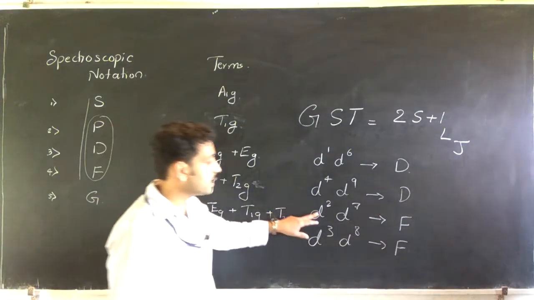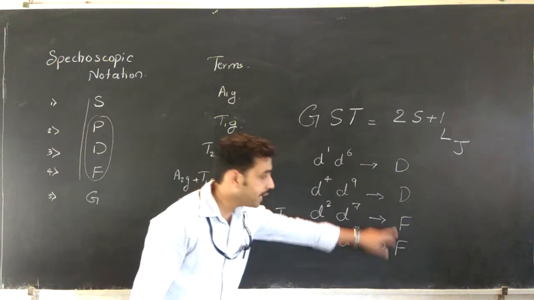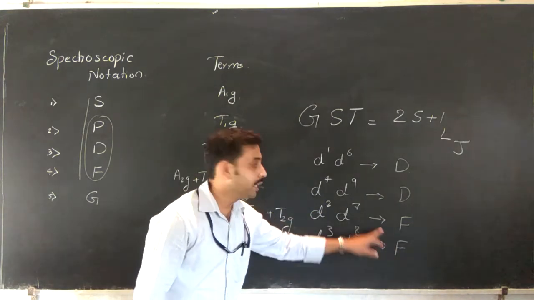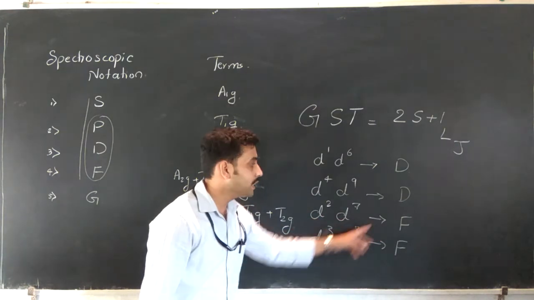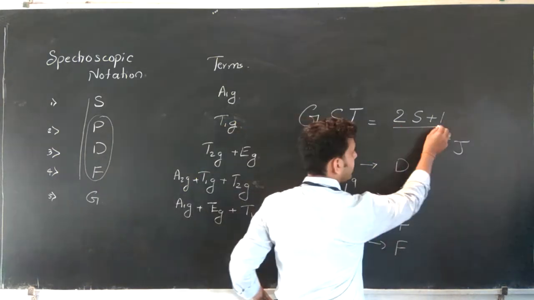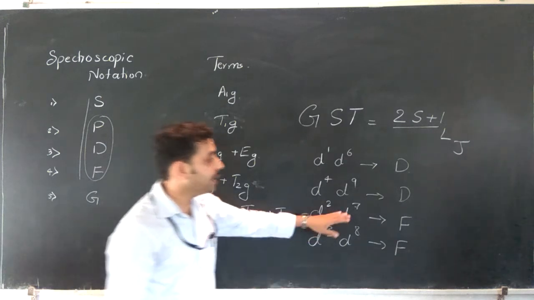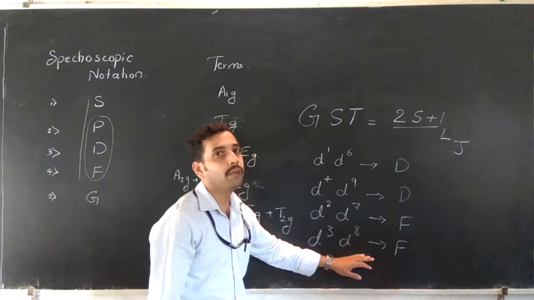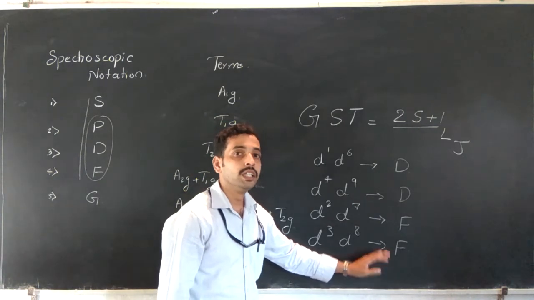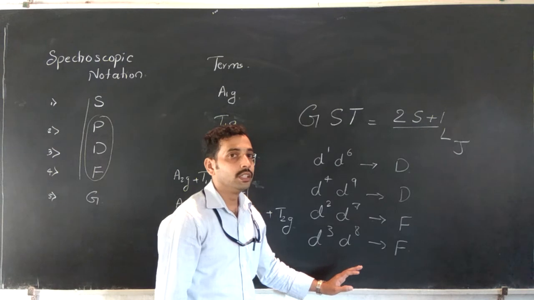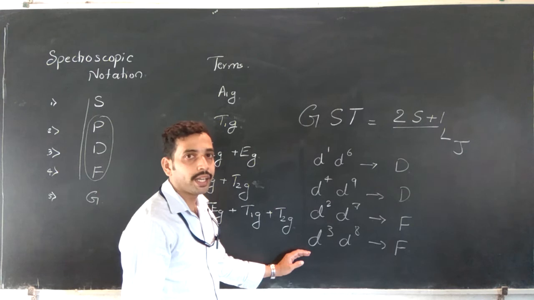So why do I separately explain d2 and d3 systems, when both have the F spectroscopic notation? In these two cases, d2, d7 or d3, d8, the spin multiplicity 2S plus 1 changes. Here it is 3, but here 4 is the spin multiplicity. It depends on the number of unpaired electrons present in the d system. So from these we can draw the Orgel diagram.